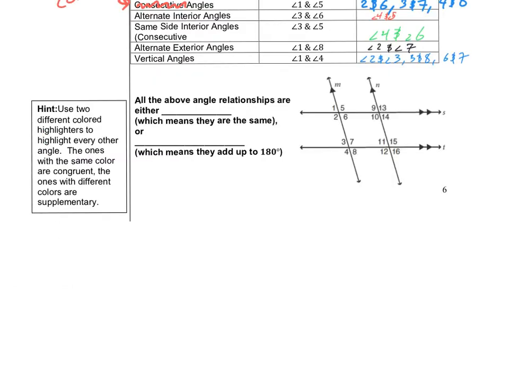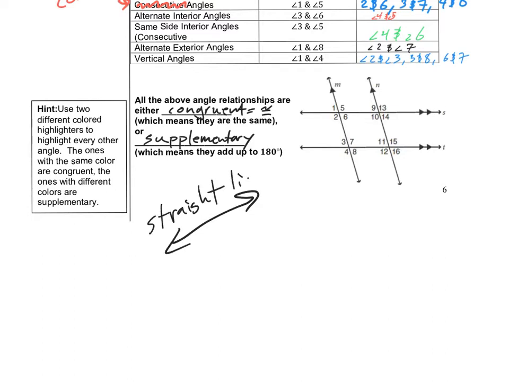Okay, all the above angle relationships are either congruent, and the symbol for congruent is an equal sign with a squiggly line above. So they're all either congruent, which means they're exactly the same, or they're supplementary. And this is a word we're going to use a lot. Supplementary means that they add up to 180 degrees. If you remember, 180-degree lines are straight lines, right? So when I think of supplementary, I think of the word straight or straight line. And straight starts with S, supplementary starts with S. Easy way to remember it.